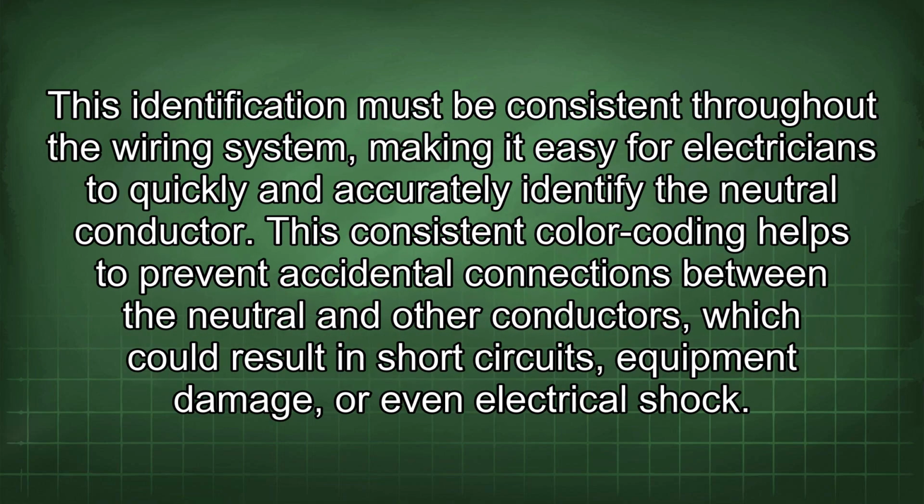This identification must be consistent throughout the wiring system, making it easy for electricians to quickly and accurately identify the neutral conductor. This consistent color coding helps to prevent accidental connections between the neutral and other conductors, which could result in short circuits, equipment damage, or even electrical shock.